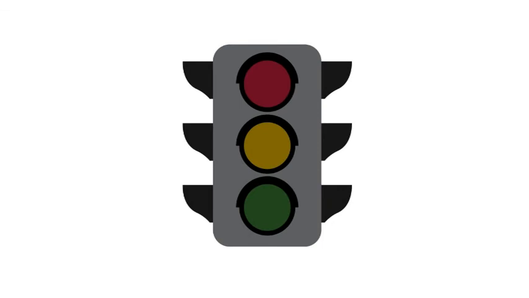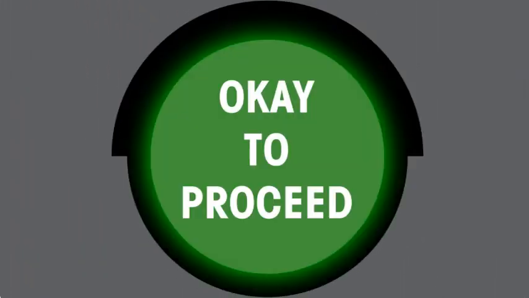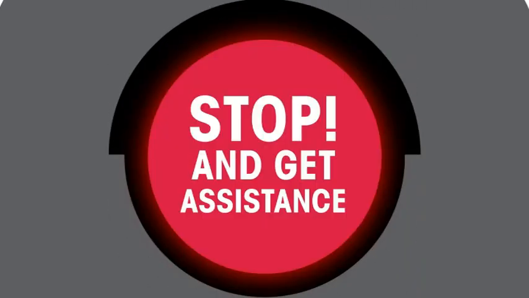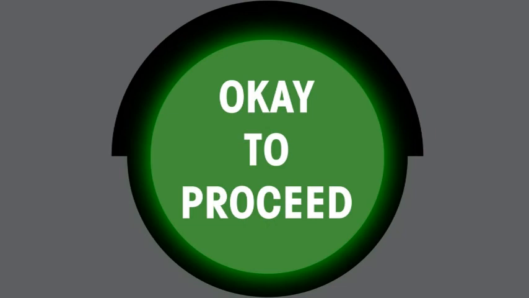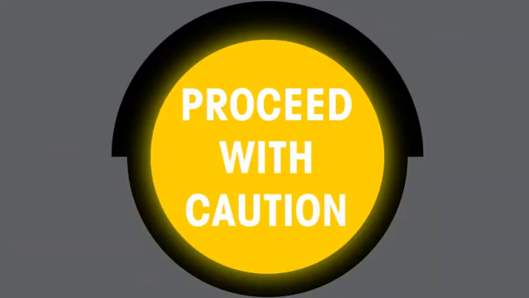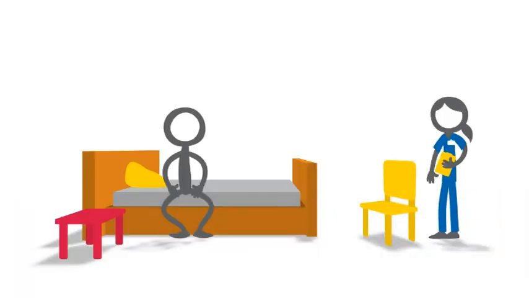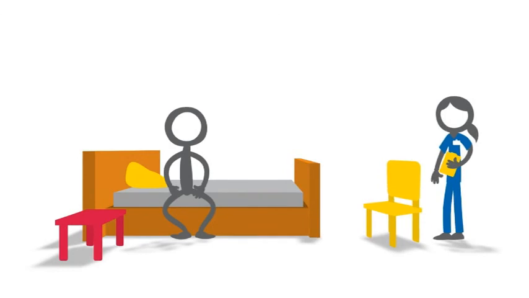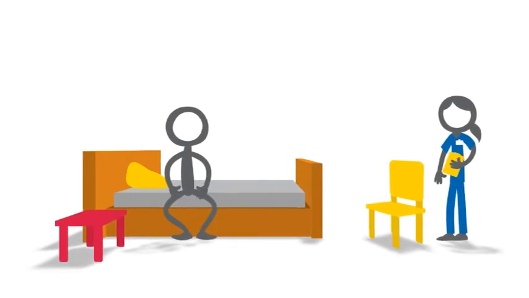As with all PACE components, using this assessment technique will help you determine if it is okay to proceed, proceed with caution, or stop and get assistance. It is okay to proceed if the client isn't agitated or aggressive, and this is not expected to change, as they do not have a history of challenging behavior. You need to proceed with caution if the client has a history of challenging behavior. This means they're unpredictable, even if they don't seem agitated.